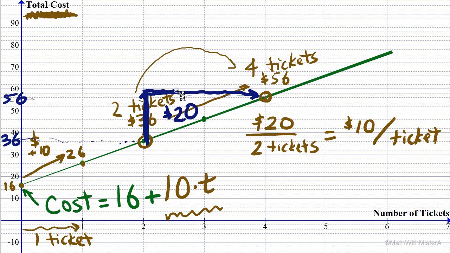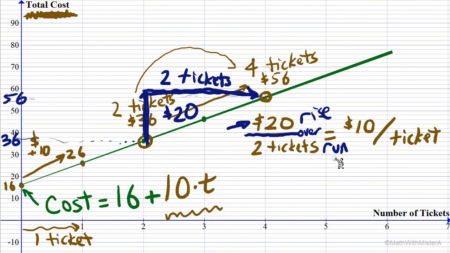The run is how much change horizontally did we see. We saw a change of 2 tickets up to 4 tickets. So that was a change of 2 tickets. And we always call it rise over run as a reminder to set up that vertical change in the numerator. Rise over run. Vertical change compared to horizontal change.